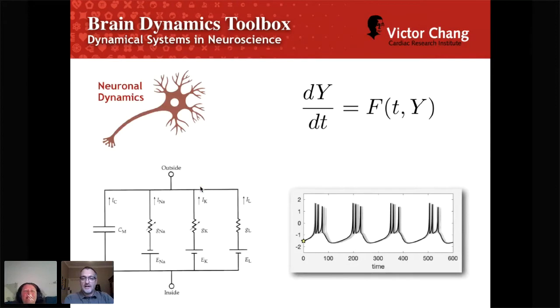So let's consider how the toolbox works. Firstly, let's consider how you would normally do your simulations in neurodynamics or computational neuroscience. You usually begin with some neurodynamics of interest. You convert that to an equivalent circuit diagram, and then you transform that into a set of differential equations, which you then simulate numerically to get a time series.